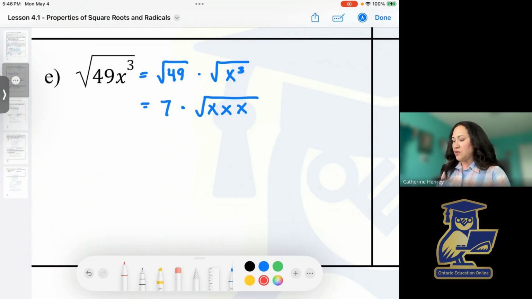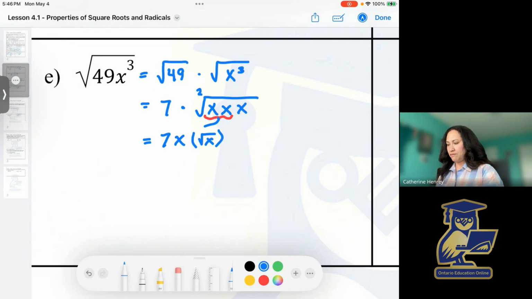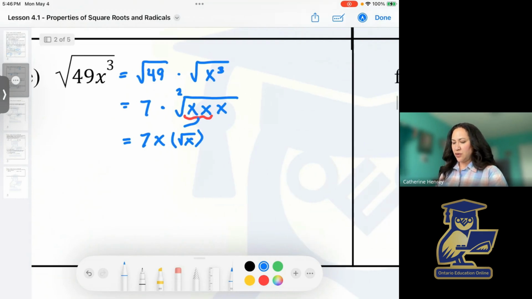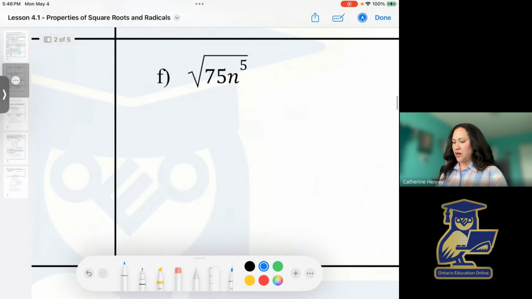And since we're taking square root, that means there's an index of 2. Then I want to be able to pull out 1 x for every pair of x's. And here I only have one pair of x's. So what I do here is I have the 7, and I pull out 1 x for that pair, and I'm left with an x under the square root sign. So that's our simplified expression there.